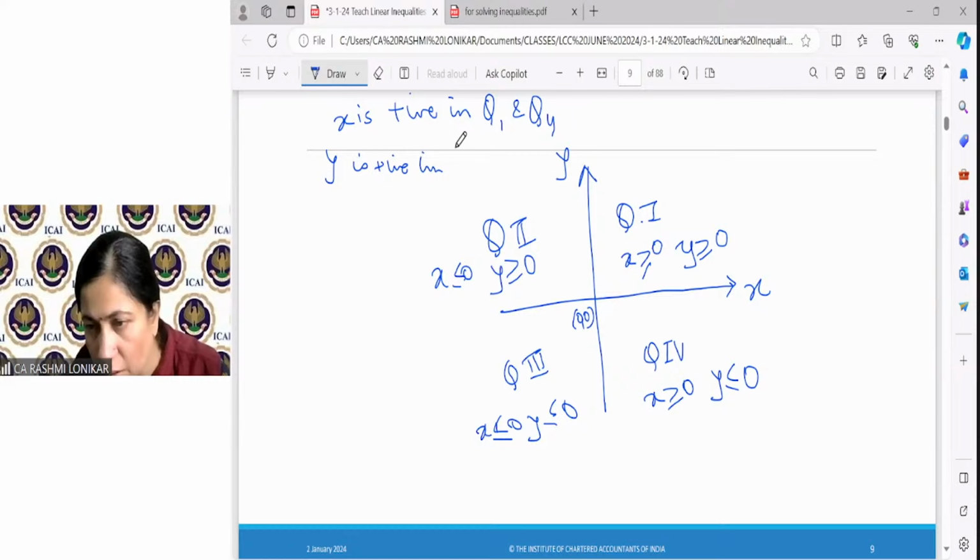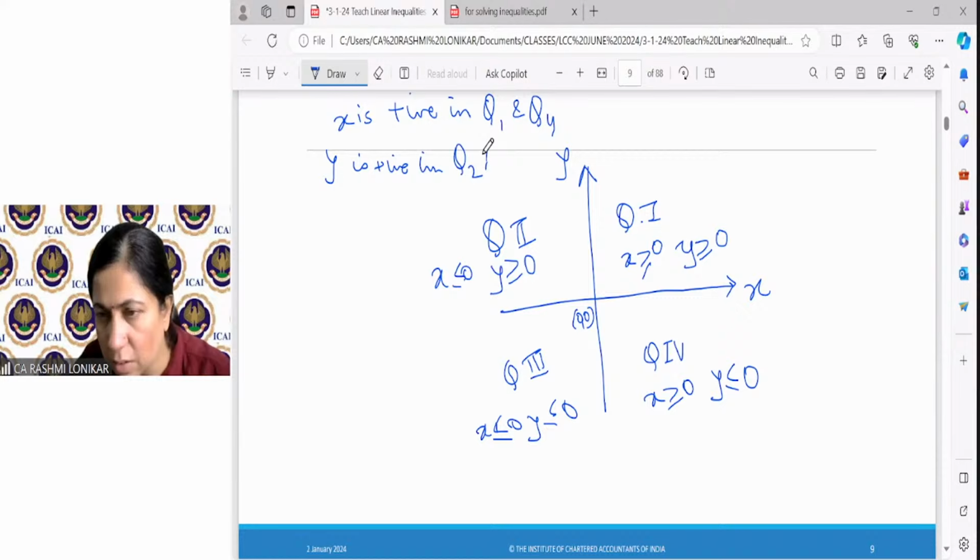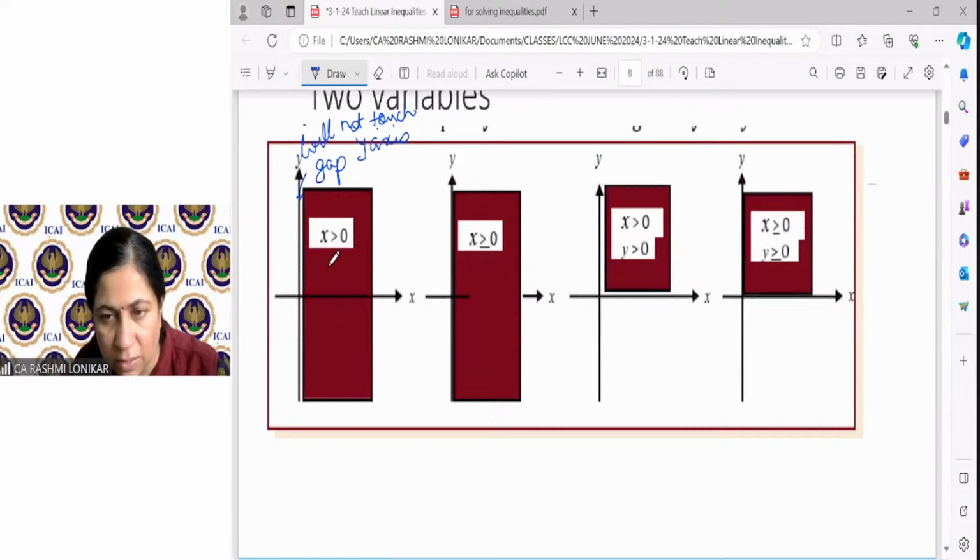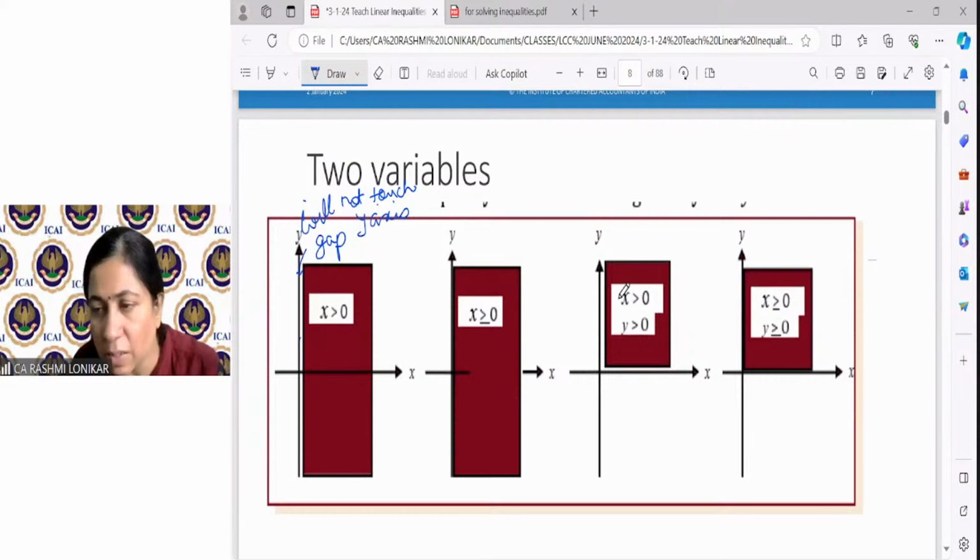Y is positive in Q2 and Q1. Okay, so what is happening here? X is greater than 0, first and fourth quadrant. X is greater than or equal to 0, first and fourth quadrant. But what is the difference? There is a gap over here, which is not over here. Now, when I say y is positive, y is greater than 0 and y is greater than or equal to 0.